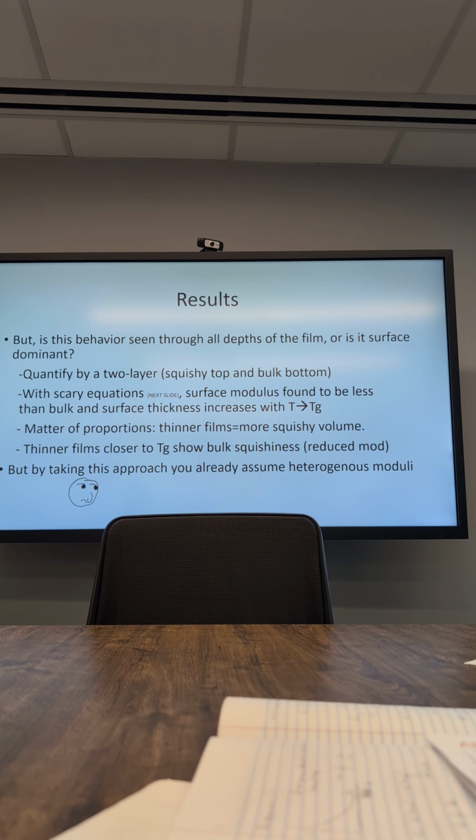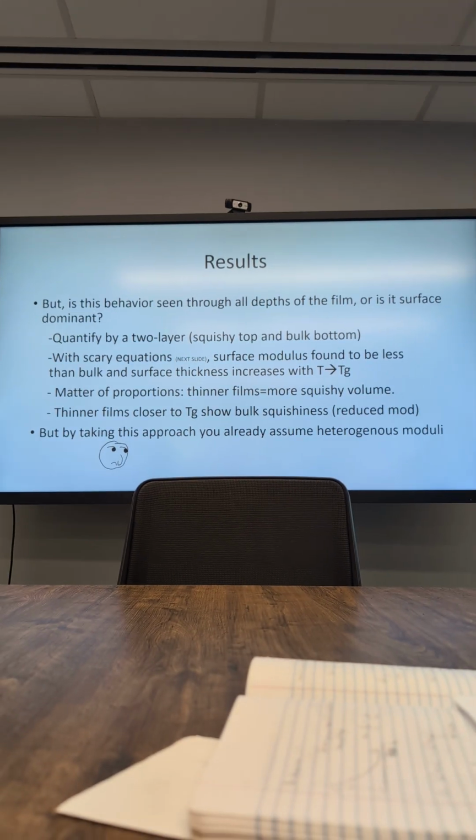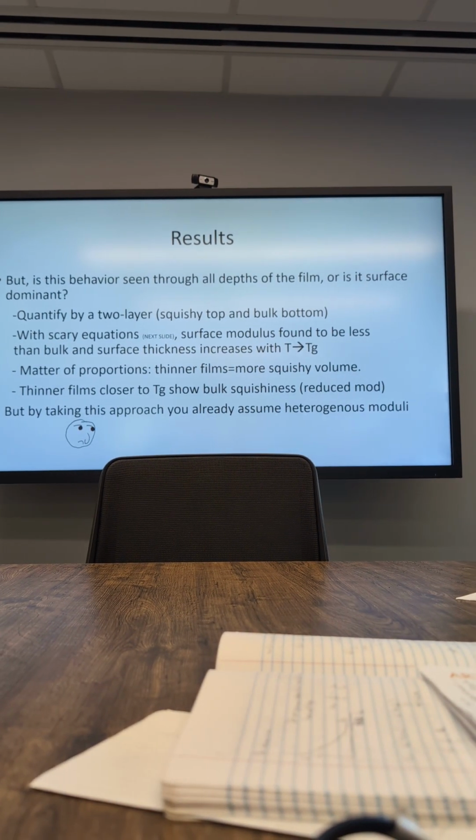I see. So I guess if the squishy layer were to go throughout the entire material, then you would not be able to identify it. But it would also be homogeneous. Okay, but they actually got that. Let me see.